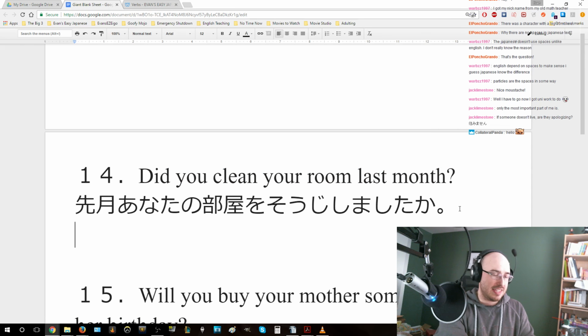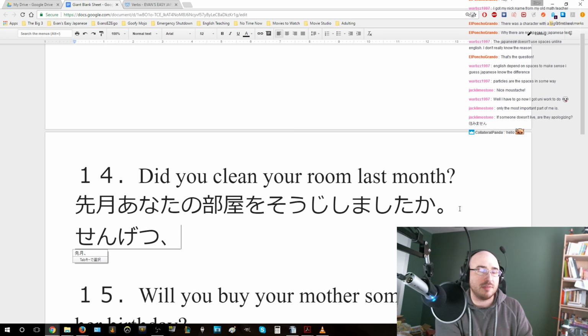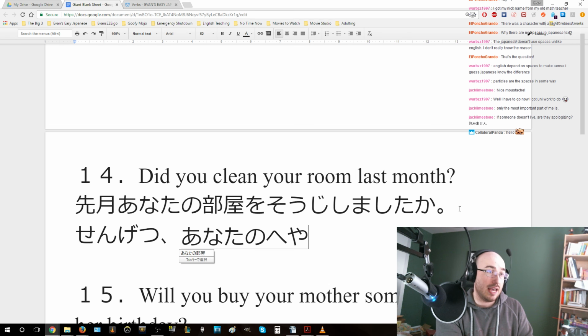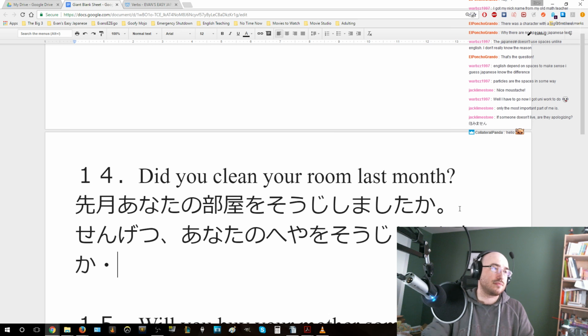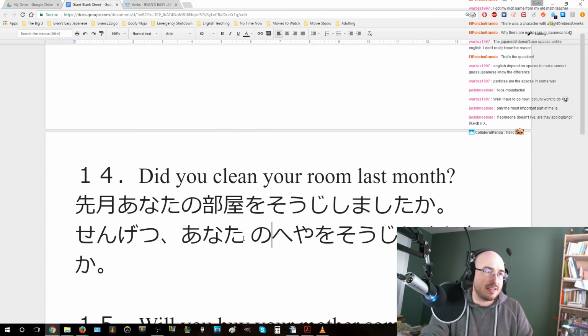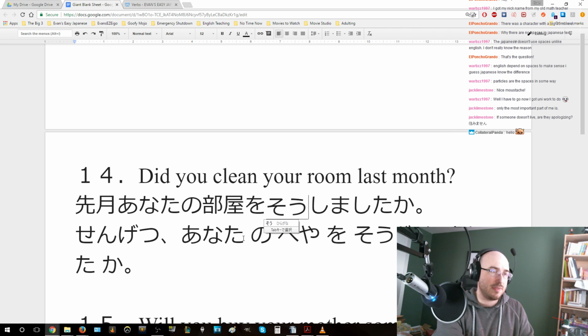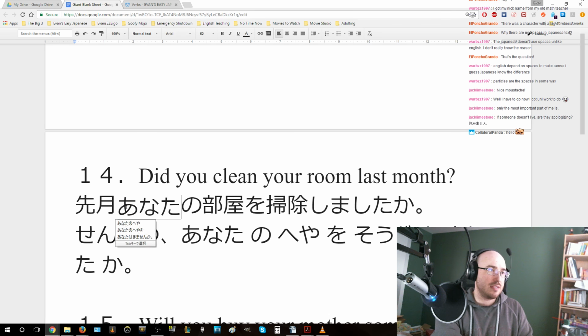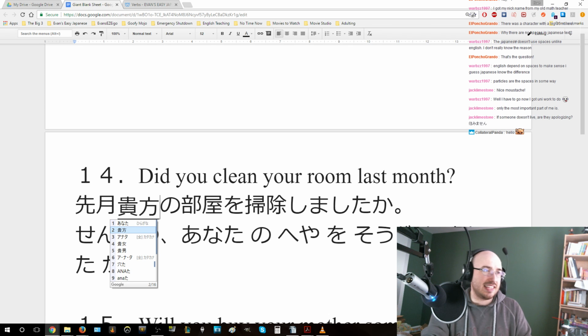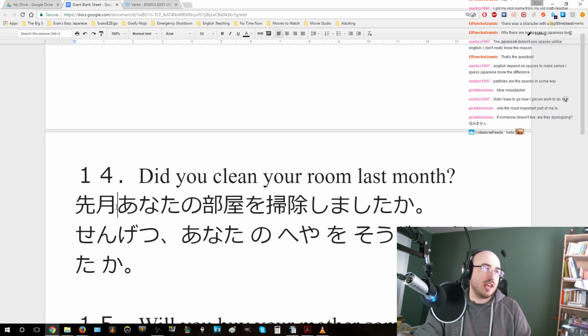I am going to type out these kanji. Sengetsu. We're going to usually put a comma there. Anata no heya o soji shimashita ka? Oops, I keep hitting that button instead of the, there we go. Sengetsu. Let's put in the spaces on this one. Heya o soji shimashita ka? Since we are doing kanji in the top thing, I'm going to type in the soji kanji. Look at that kanji. Anata, I think, does have a kanji, but it's almost never used. Anyway, let's add the comma there.